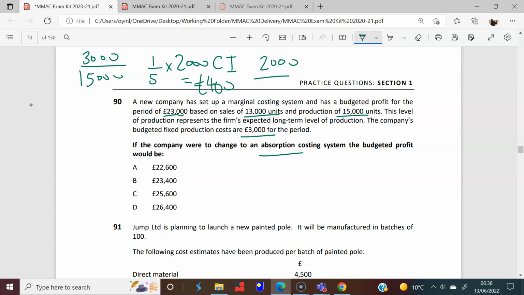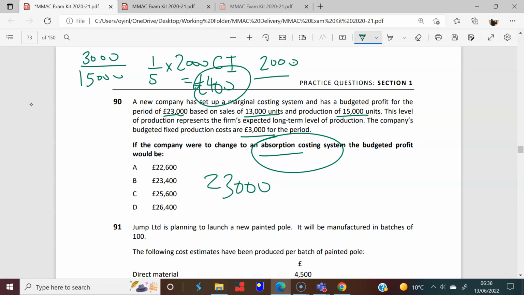So what you will observe here is that because this closing inventory of 2,000 units will go into the next period, they will take with them £400 of that period's cost. So because they will take that cost out of the system under absorption costing, your profits are higher by exactly that amount of 400. So under normal circumstances, under the marginal costing system, you currently have 23,000.